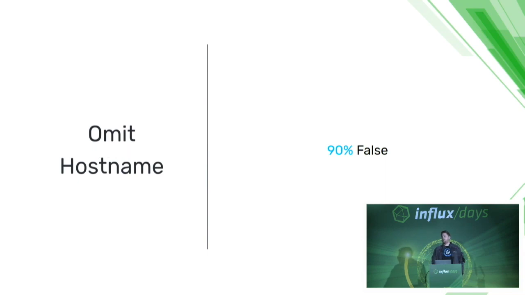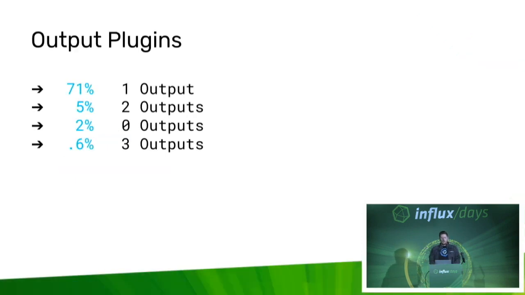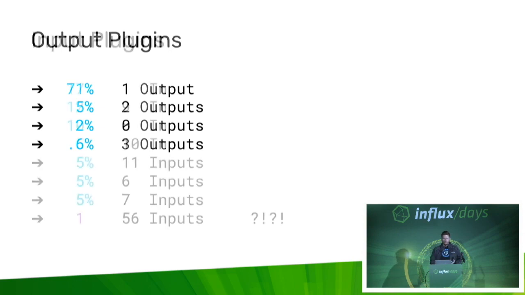And most people keep the host name as a tag value. Now, there's not a lot I can actually infer from this, but I'm going to assume that most people aren't running Telegraf in a container. Otherwise, I would see a higher number for the emit host name. Now, the number of output plugins being used, most people are just using one. That's just the InfluxDB one. Very few people are using multiples.